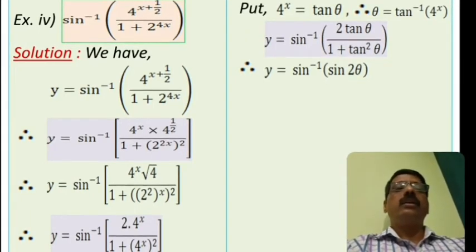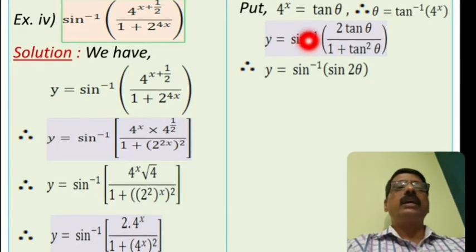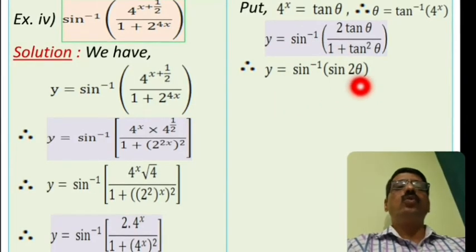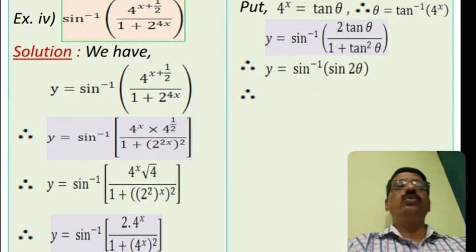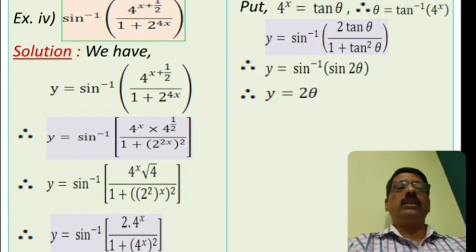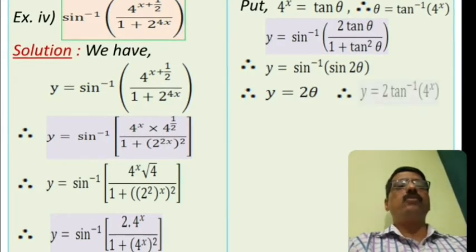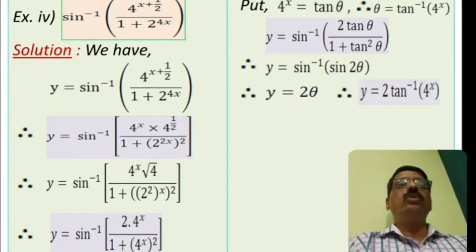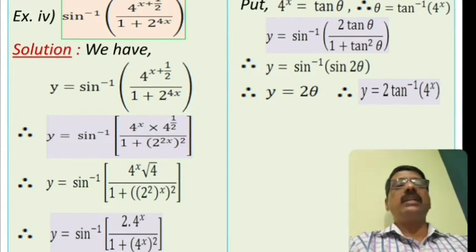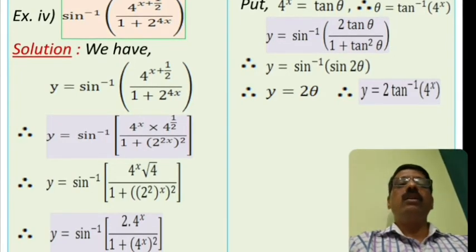Then here sine inverse and sine cancel. Only 2 theta remains, and therefore y equal to only 2 theta. Now resubstitute the value of theta, that is tan inverse of 4 raised to x, and therefore y equal to 2 into tan inverse of 4 raised to x. That is the simplest form of the given function.